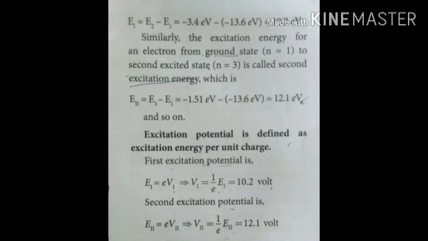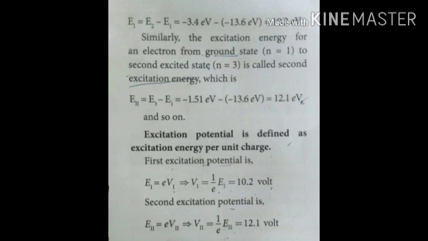Similarly, second excitation energy means the energy required to excite an electron from the ground state to the second excited state. So E2 is equal to E3 minus E1. So it will be equal to minus 1.51 electron volt minus of minus 13.6 electron volt. So it will come 12.1 electron volt and so on. Like that we can find the third excitation energy, fourth excitation energy.